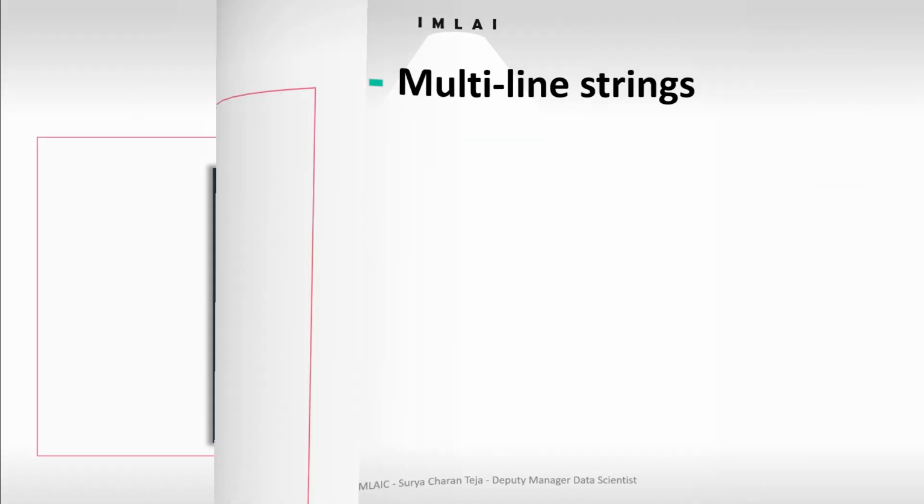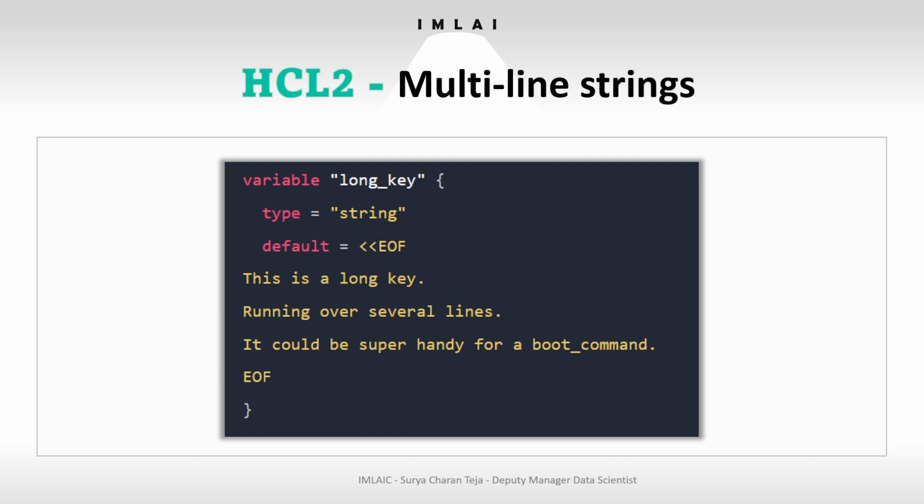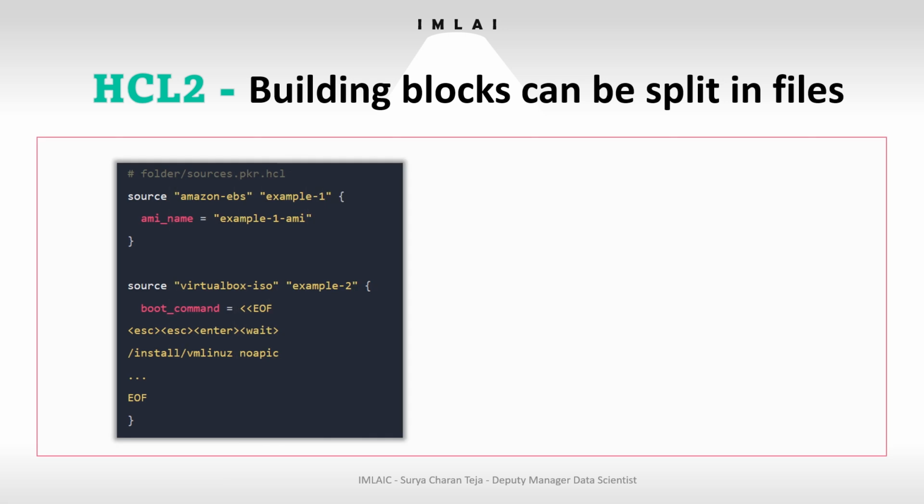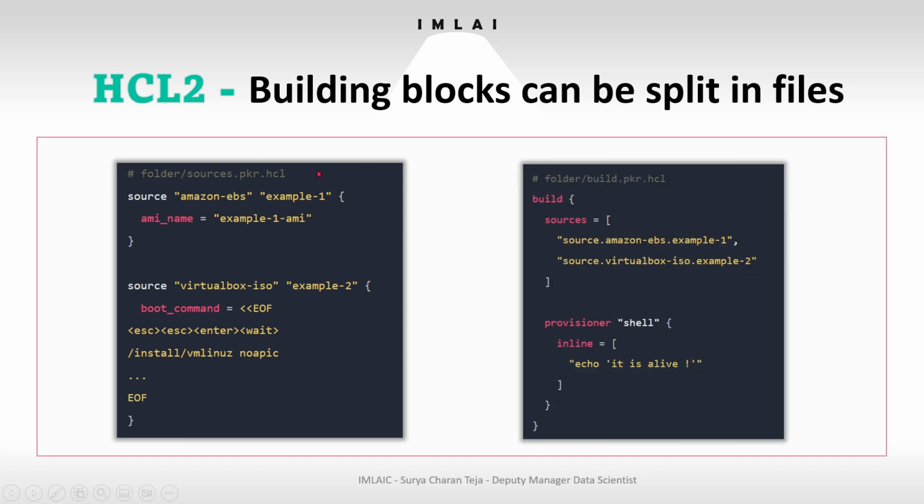So then we will look into the multi-line strings. Using this way, multi-line strings can be attached to our Packer template file. So building blocks can be split into files also. If you want to split into two different files, this is sources.pkr.hcl, this is one file, and this is build.pkr.hcl, this is another file. This consists of a source and this consists of provisioner information. Still you can attach them using this concept.